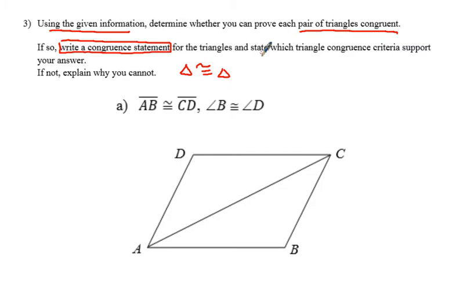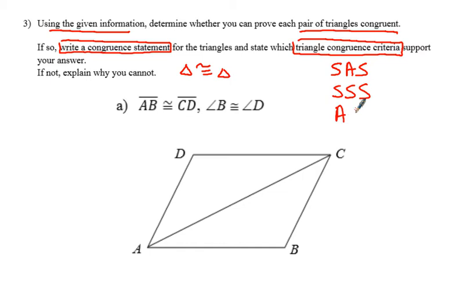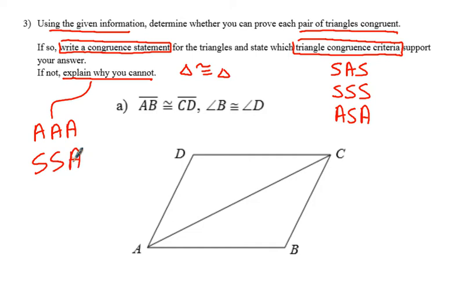And it says to state which triangle congruence criteria supports your answer, whether it's SAS or SSS or ASA. Okay, and it says if not, explain why you cannot. Typically that would be because we're given a bunch of angles or because we're given the swinging door case, which is SSA. Okay, so with that, let's take a look at part A.